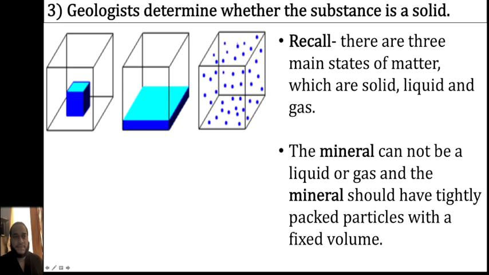Number three, geologists determine whether the substance is a solid. Recall from chemistry that there are three types of matter: solid, liquid, and gas. The mineral cannot be a liquid or gas, and the mineral should have tightly packed particles with a fixed volume. A good example of a solid is a pencil. A pencil has a definite shape with hard, tightly packed particles. The pencil also has a fixed volume.